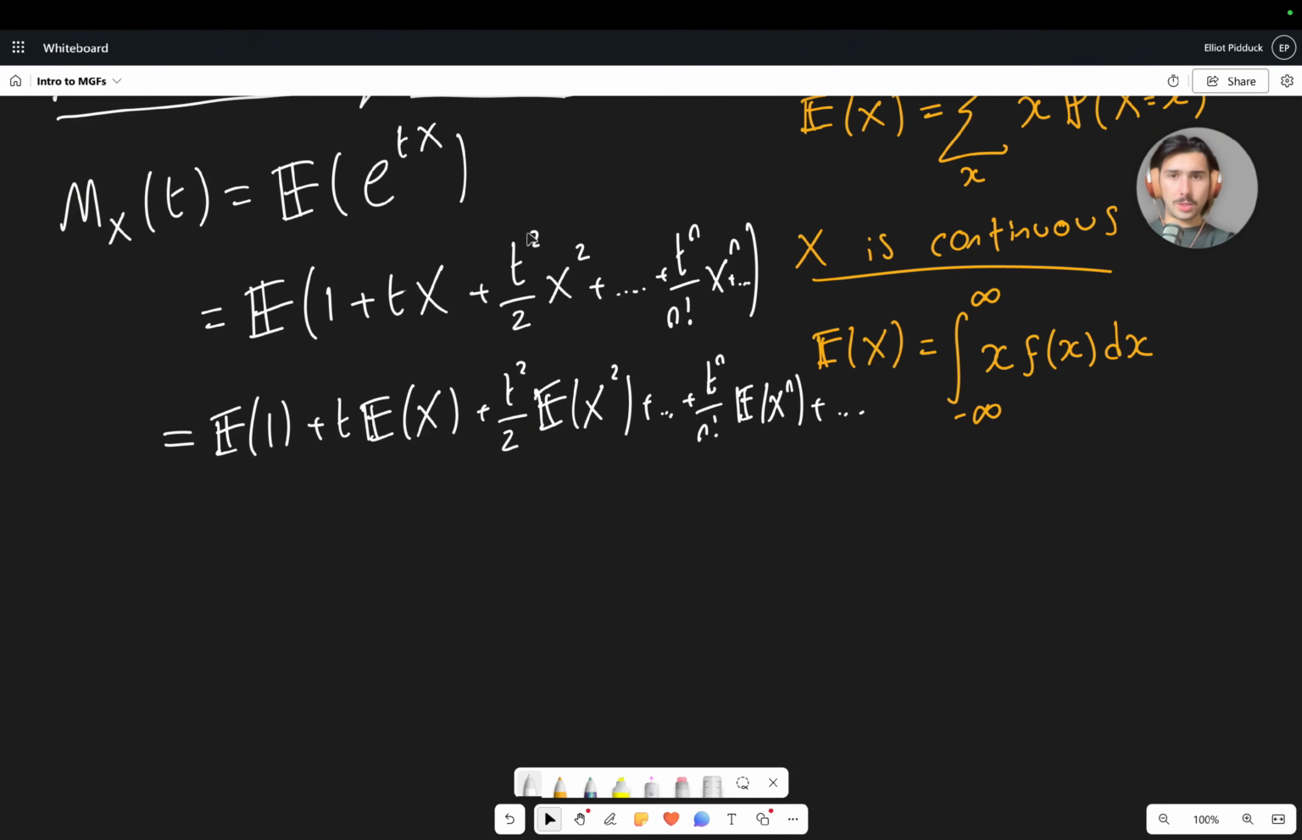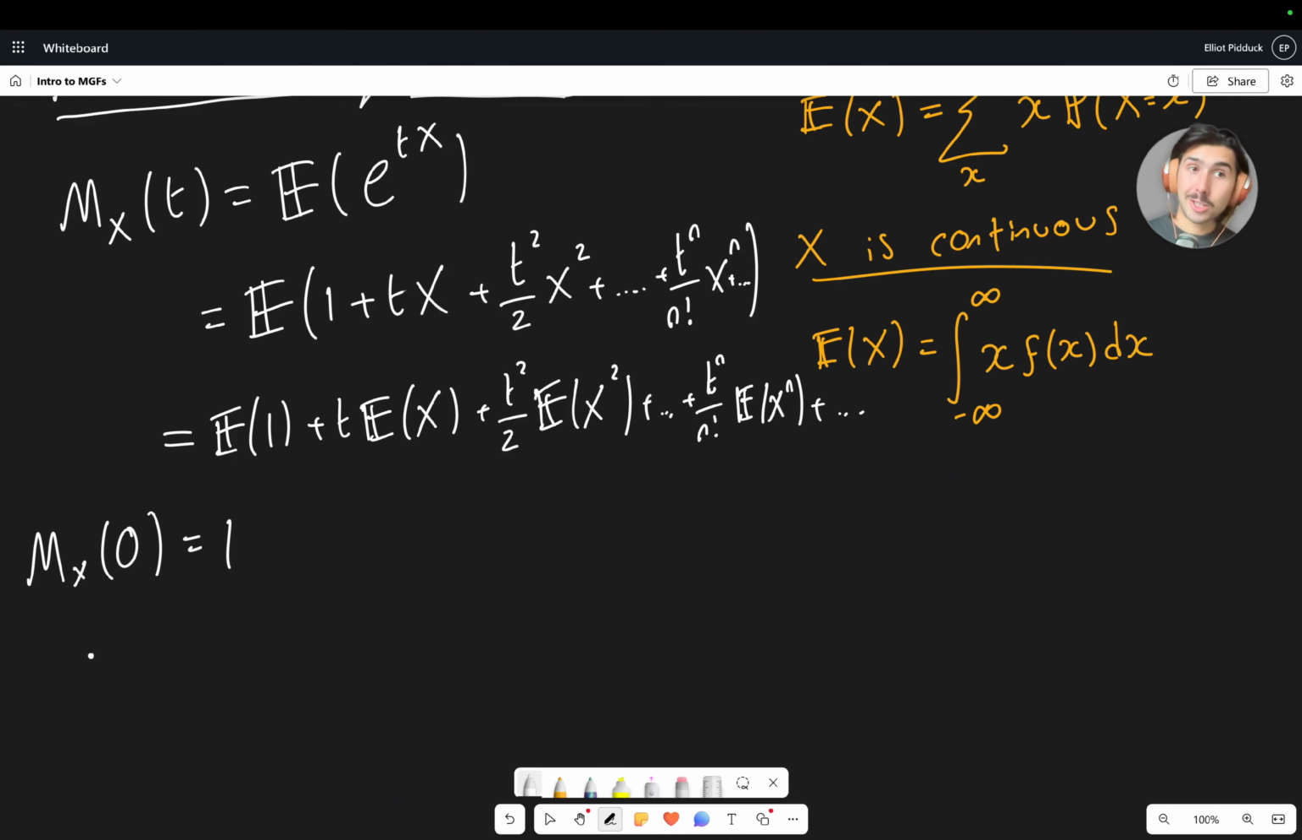Looking at this Maclaurin series, this series of expectations, we can think about how we would find the expected value of x, right? So first things first, we can just notice that the moment generating function when t is the number 0 is just the expected value of 1, so it's just the number 1, okay? So this will happen regardless of what your random variable actually is. The moment generating function when t is 0 is always going to be 1.